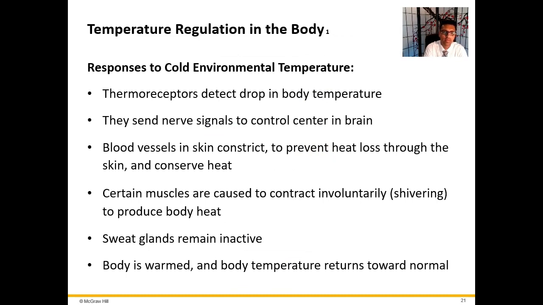Responses to cold temperature, again, the thermoreceptors detect a drop in body temperature. They send nerve signals to the brain. Blood vessels in the skin constrict to prevent heat loss through the skin and conserve the heat. Certain muscles are caused to contract involuntarily. That means you shiver. Sweat glands remain inactive. Body is warmed, and body temperature returns to its normal state.